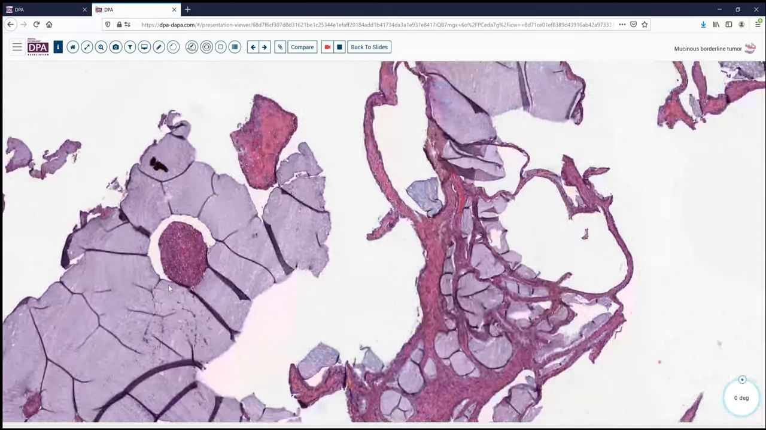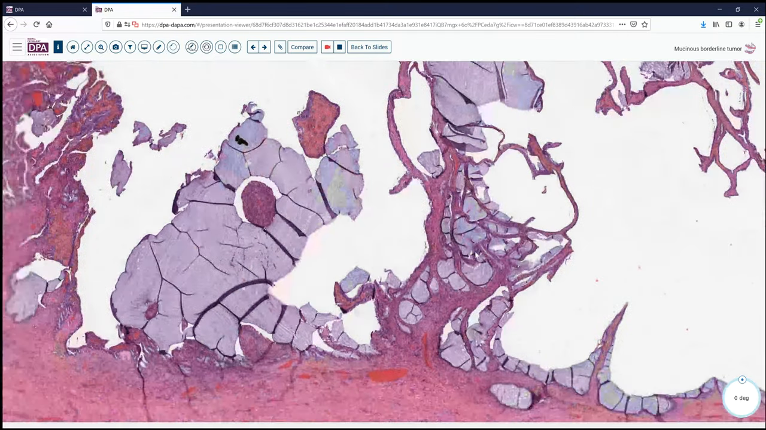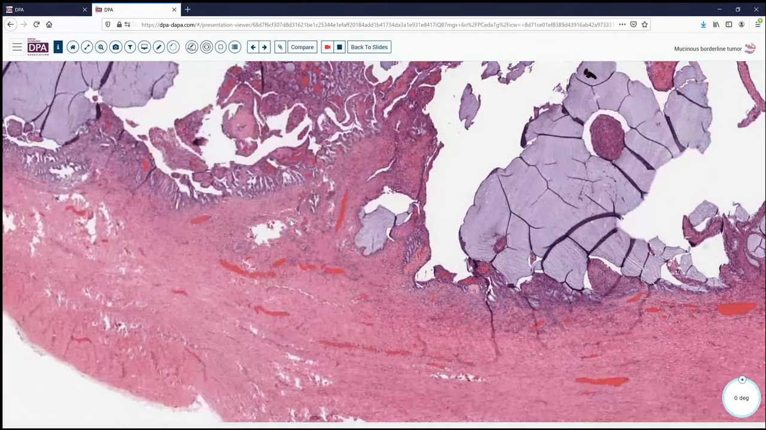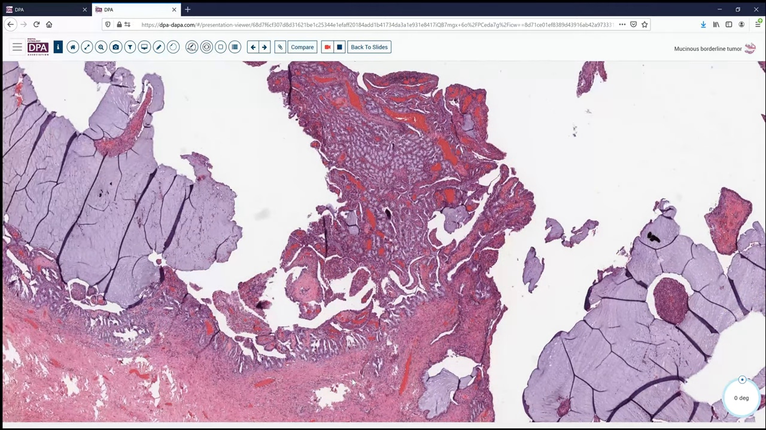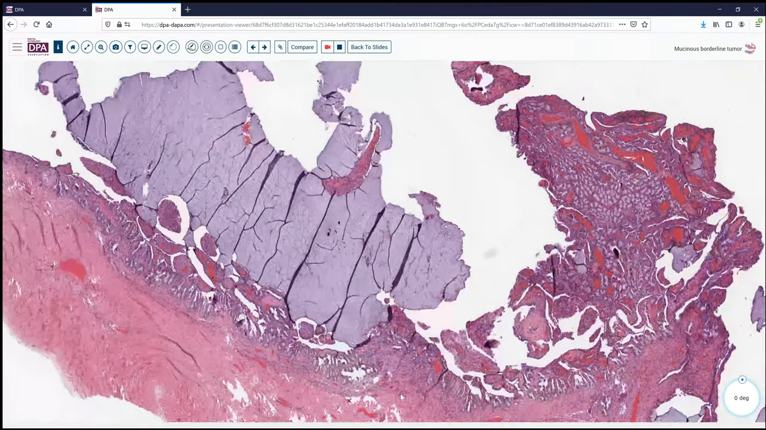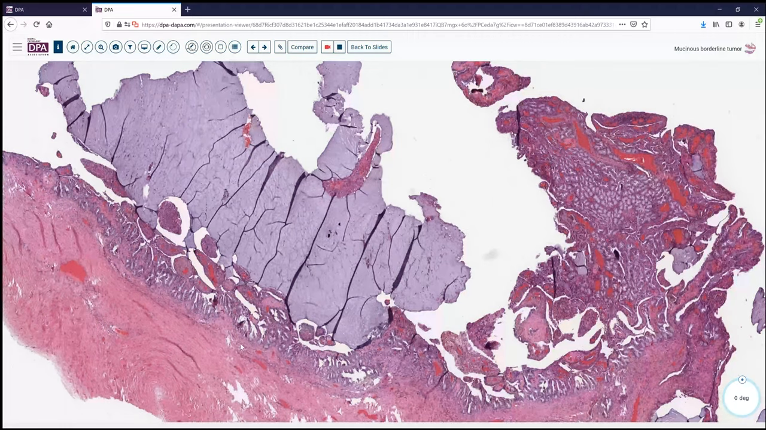Now, how much of that does it take to make the diagnosis a borderline? Not really very much. I think even if you see 1% or less of this sort of thing, you should call it a borderline tumor, although you may want to provide that refinement in your report to allow the clinician to judge the severity and likelihood of recurrence or relapse in those patients.